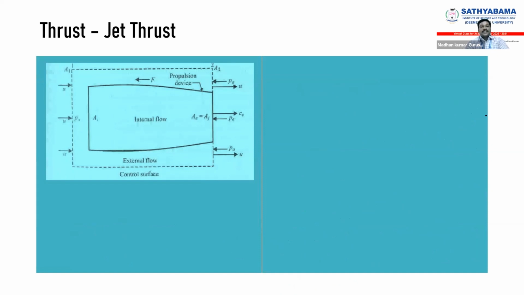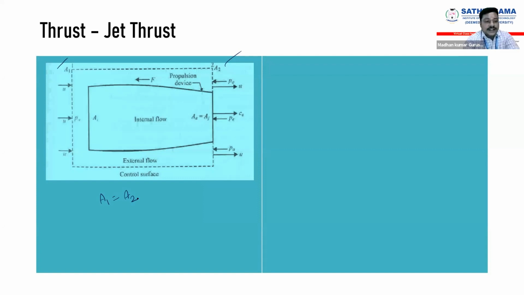The areas of the control surface are A1 and A2. The area of the entrance of the control surface is A1 and the area of the exit of the engine is A2, and both the areas are equal. That is, A1 is equal to A2, right? And now we are going to calculate the thrust of this particular jet engine.